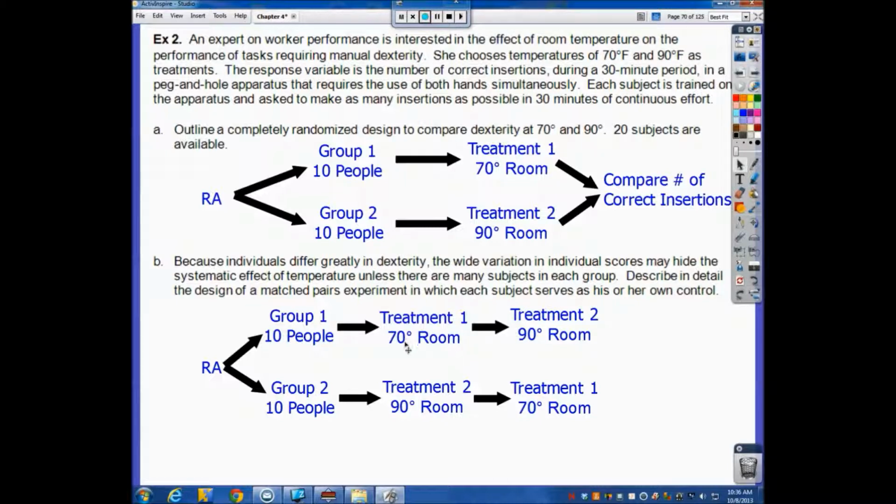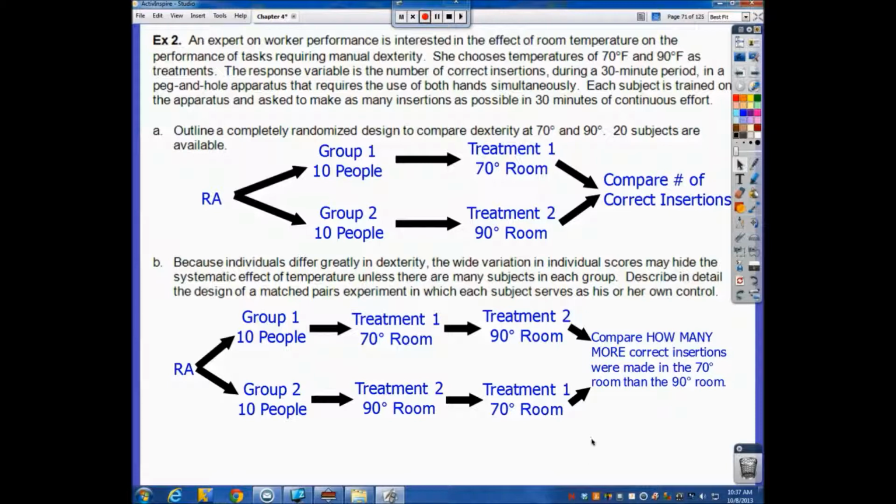The people in the 70-degree room we put in the 90-degree room for 30 more minutes, and the people in the 90-degree room then go to the 70-degree room. So any difference in temperature should be canceled out here, because technically both of our groups of people have been given both treatments, just in opposite order. And then we come together and compare how many more correct insertions were made in the 70-degree room than the 90-degree room.